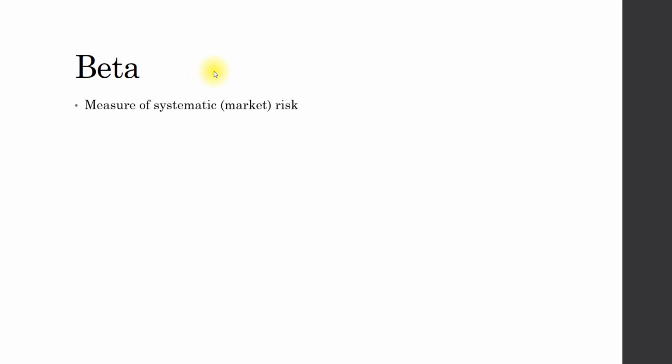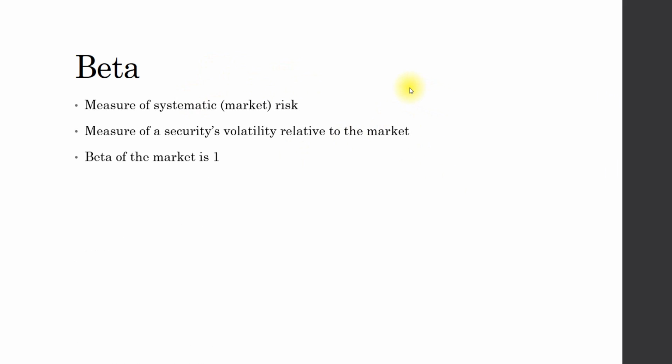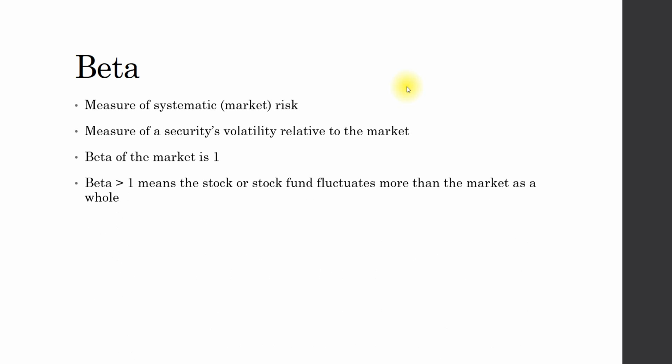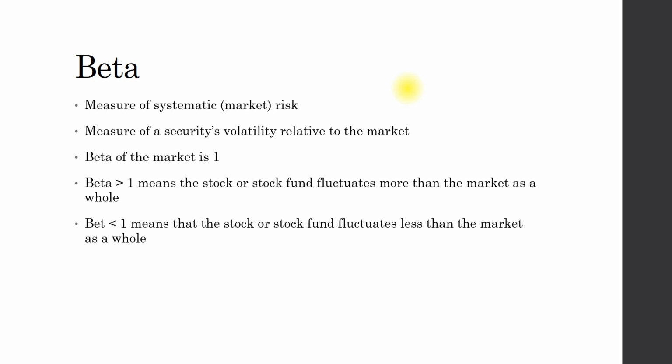All beta is simply a measure of the systemic risk and the coefficient of systemic risk relative to the market. So a measure of a security's volatility relative to the market is what the coefficient implies. So a beta of 1 therefore is the market. A beta of greater than 1 means that the stock or stock fund or even ETF fluctuates more than the market as a whole. A beta of less than 1 means that the stock or stock fund fluctuates less than the market as a whole.